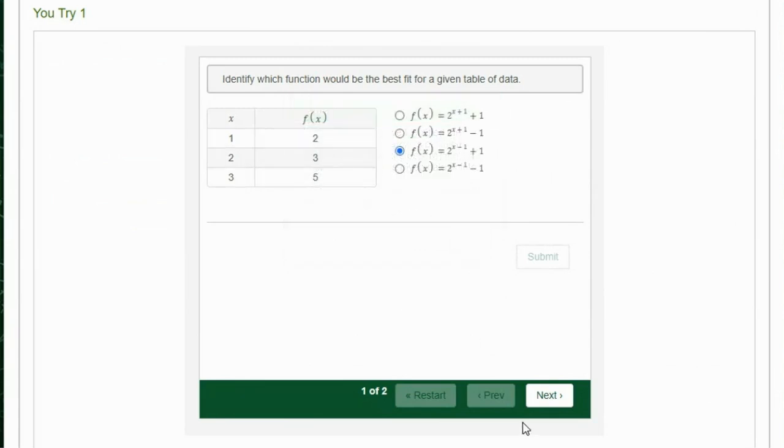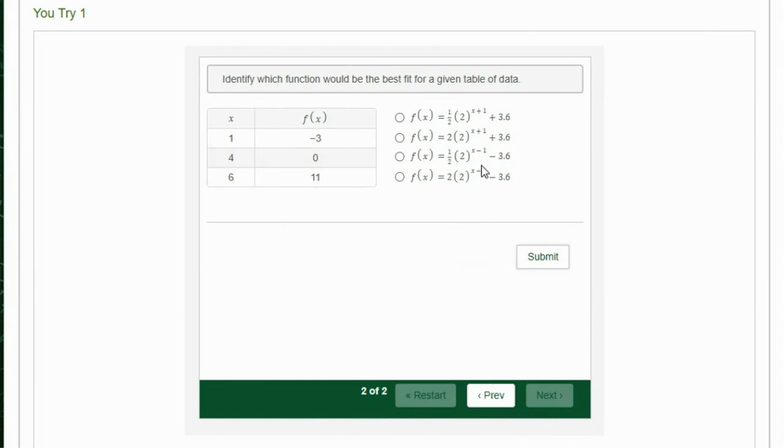Use Desmos on these things. Here's another one, so you can try that one. Try each of these equations. See which ones go through these 3 points when you graph them on Desmos. All right, here's the other page of practice problems.